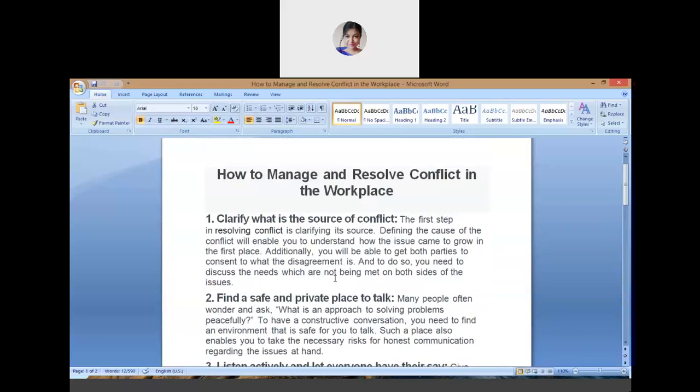It's just a basic way of resolving a conflict. You can also add your own ideas. Okay. Any doubts regarding conflict management? If not, then I shall proceed.